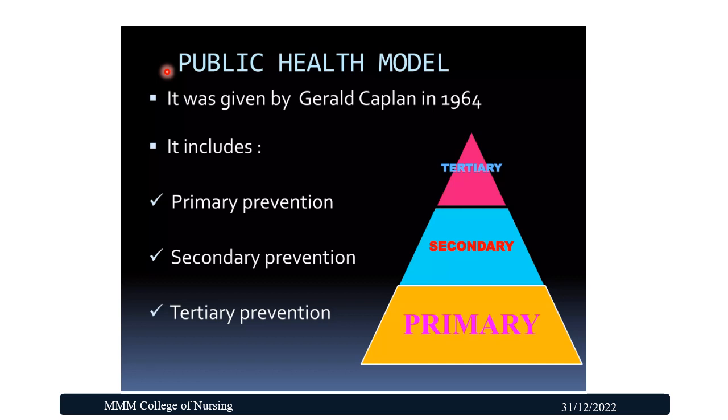This is the public health model given by Gerald Kaplan in 1964. It's a pyramid model: primary, secondary, and tertiary prevention. Primary prevention focuses on reducing the incidence of mental illness. Secondary prevention focuses on decreasing the duration of illness. And tertiary prevention is focused on reducing the level of impairment.